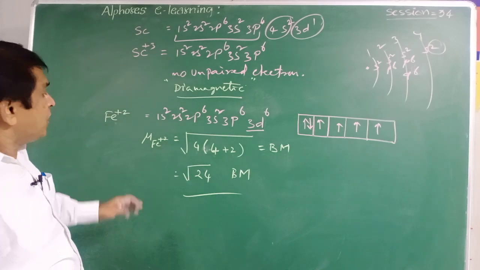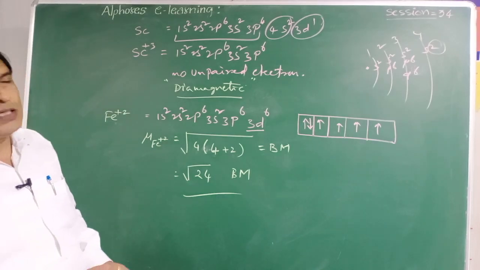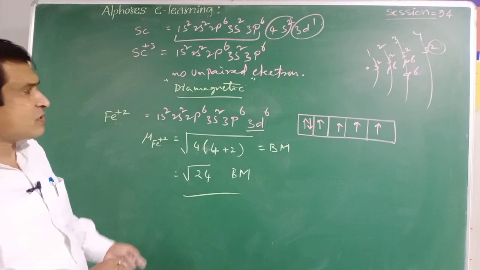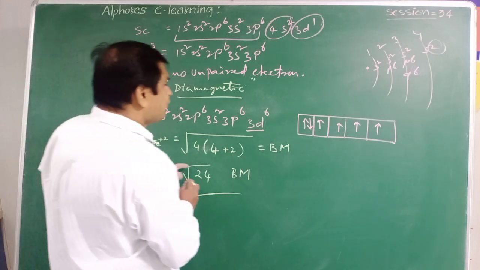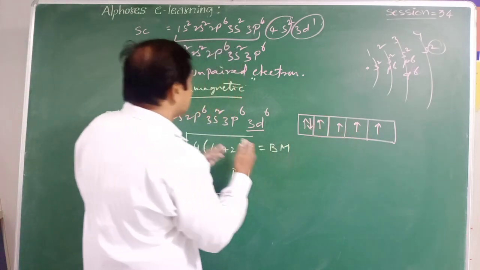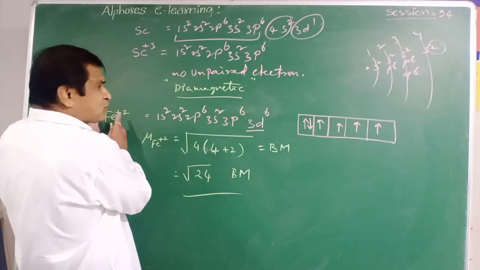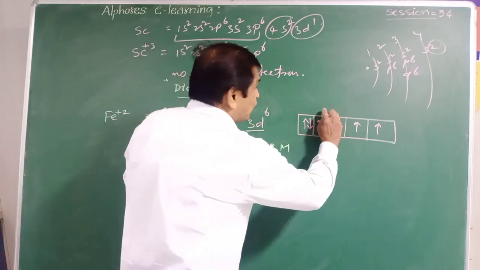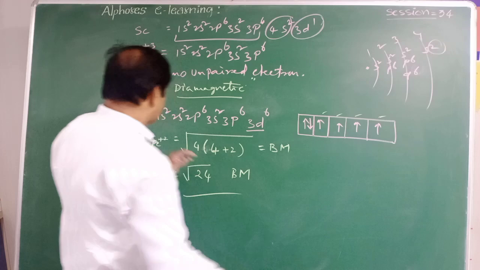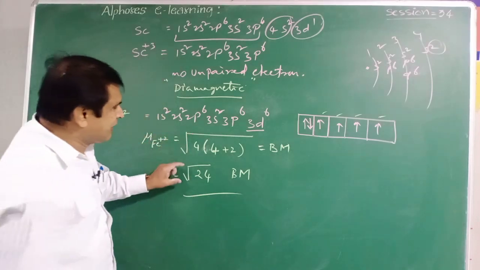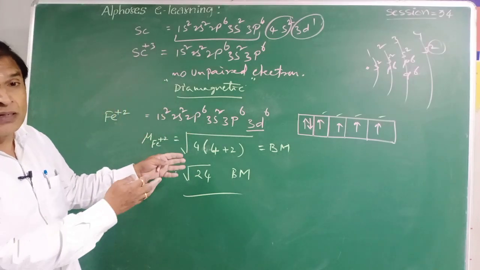Like that we can calculate the magnetic moment of paramagnetic substances. First we have to identify how many unpaired electrons are present in that species. The Fe plus 2 ion has 4 unpaired electrons, and based on that we can calculate the magnetic moment like this.